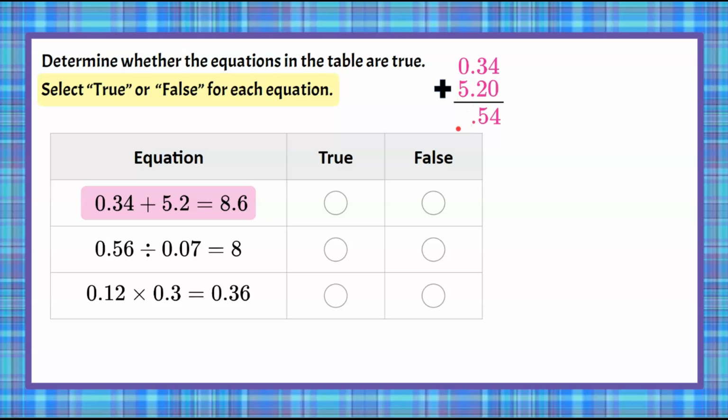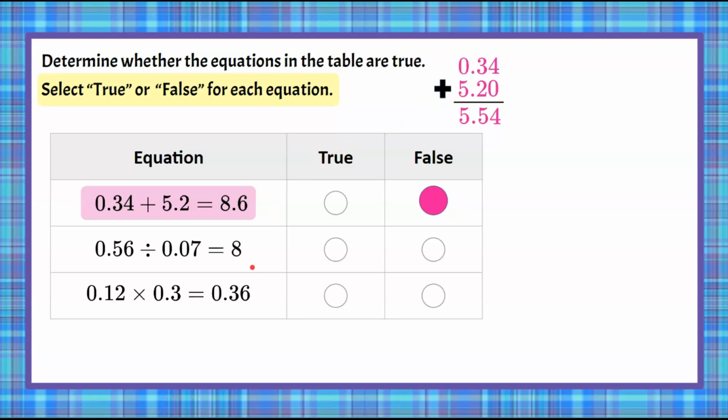And 0 plus 5 is 5. So we can see that our answer is 5 and 54/100ths, which is not what this equation states. So we're going to say that this is false. I want to point out what they did wrong here: they didn't line up the decimal points. If you didn't line up these decimal points and put the 5.2 all the way over here, you would have 8.6. So remember, you must line up the decimal points when you're adding.